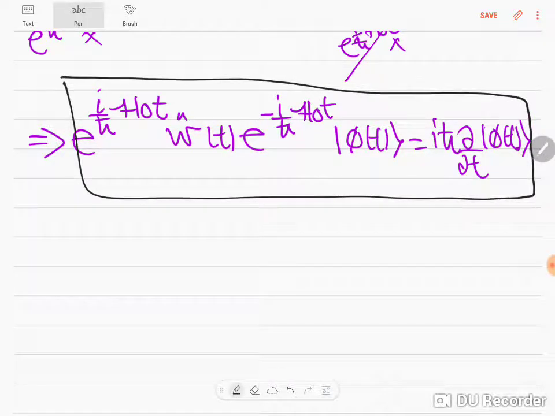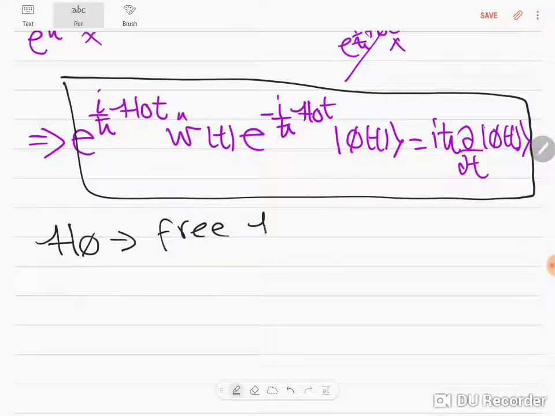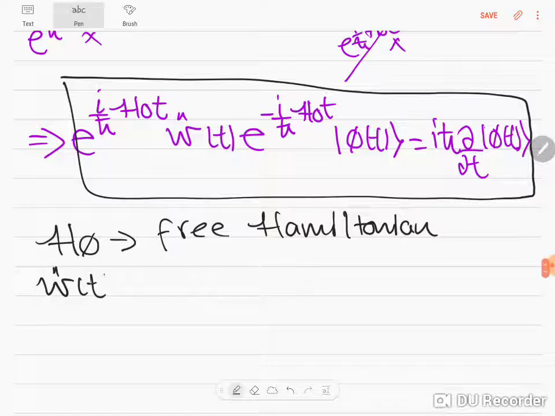Now you might wonder, okay, what is the interaction picture? The interaction picture is a picture in which the perturbation evolves in time according to the non-interacting Hamiltonian, or the Hamiltonian that does not contain the perturbation, which is this. H0 is the free Hamiltonian, and W(t) is the perturbation.